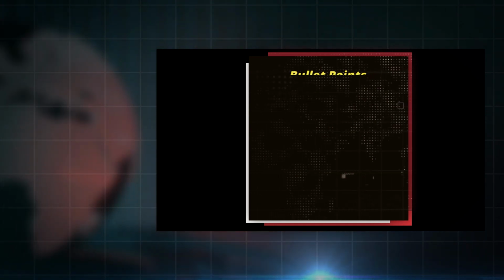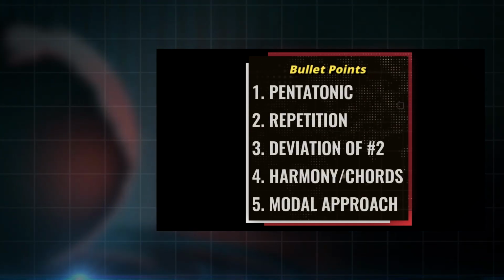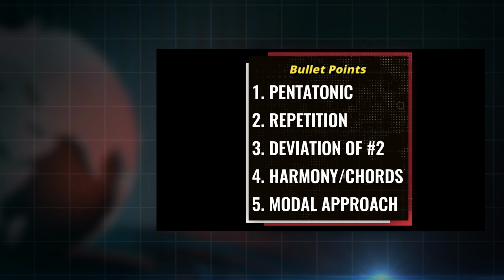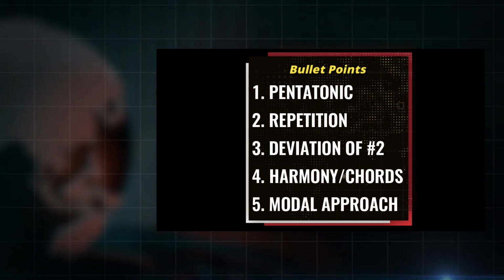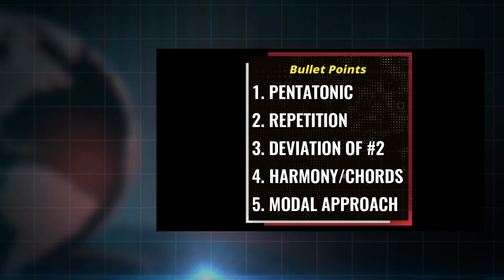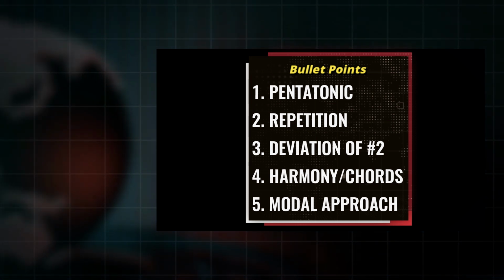Okay, so first things first, Cherokee is normally done at breakneck speeds, but for this video, for the sake of teaching you this, we're going to keep it below 300. In this video, I want to cover 5 bullet points with Cherokee. Number 1, pentatonic. 2 is going to be repetition. 3 is deviation from repetition. Number 4 is going to be the harmony. And number 5, I'm going to show you a different modal perspective on Cherokee.